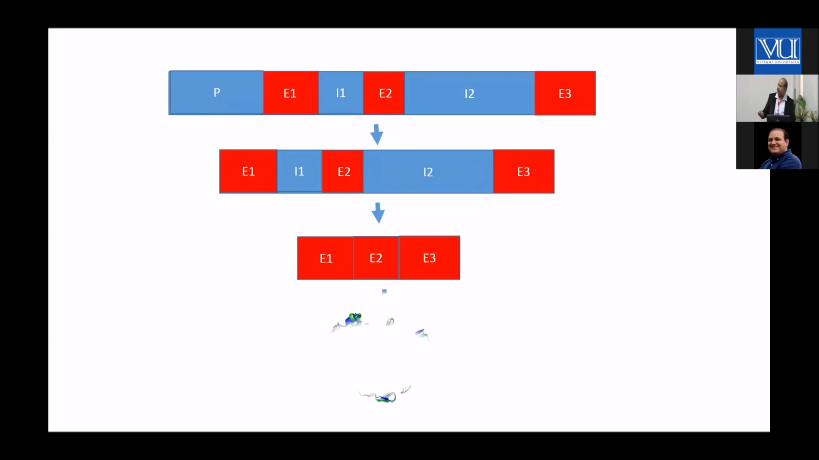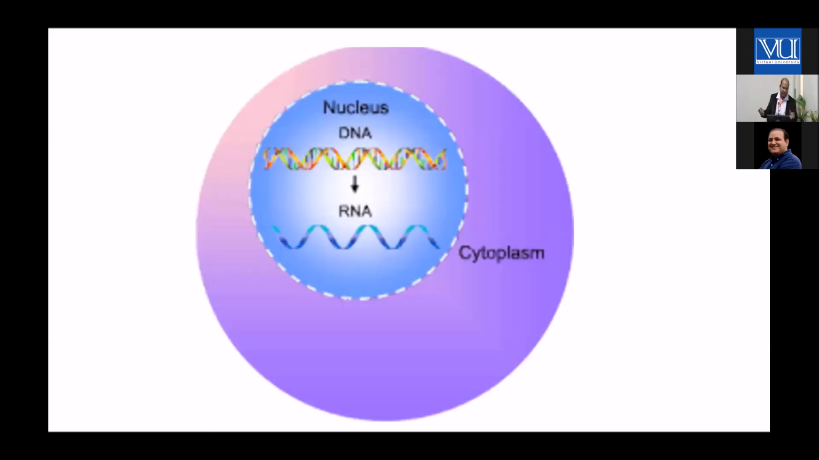We have our gene, it goes through transcription into RNA, splicing comes, and then only exons are there, and then comes the translation giving rise to the protein. We all know about it. And this is in the cellular context, we all know about it.